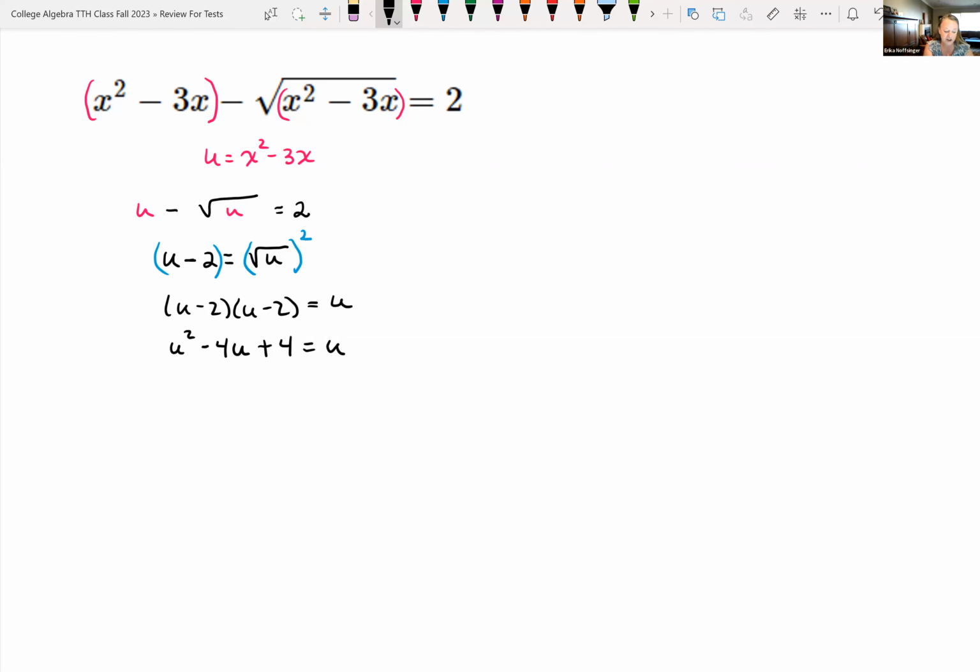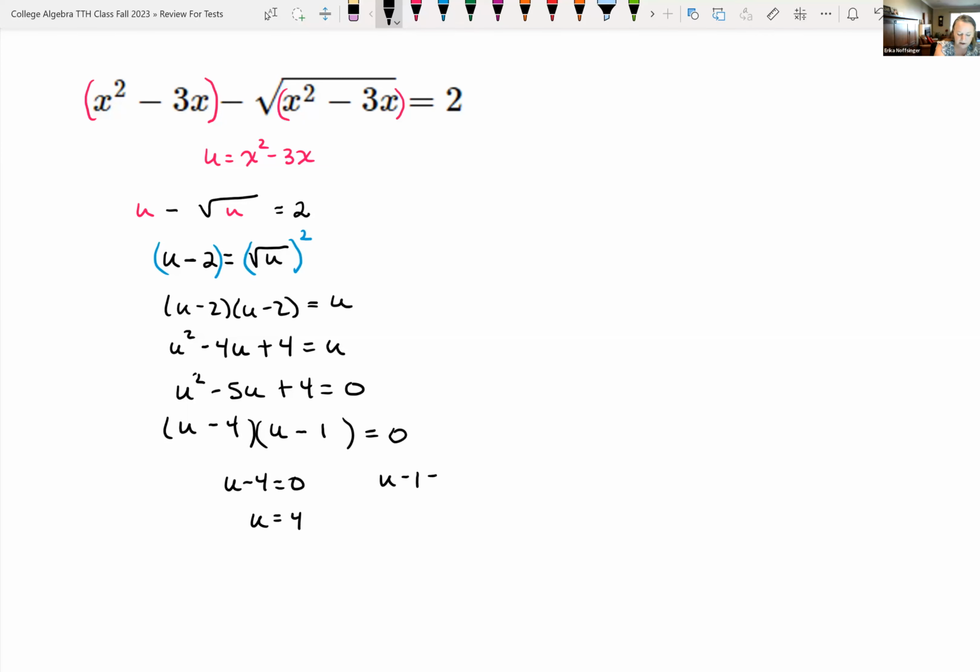Notice that this is quadratic, so I want to set this equal to 0. So let's subtract u on both sides. Subtracting u on both sides, we have u squared. We have a negative 4u minus u, so minus 5u plus 4 equals 0. So this is factorable. There are two numbers that multiply to give us our constant 4 and add to give us negative 5. That would be negative 4 and negative 1. So this is u minus 4 all times u minus 1 equals 0. So u minus 4 equals 0 when u is 4. And u minus 1 is equal to 0 when u is 1.